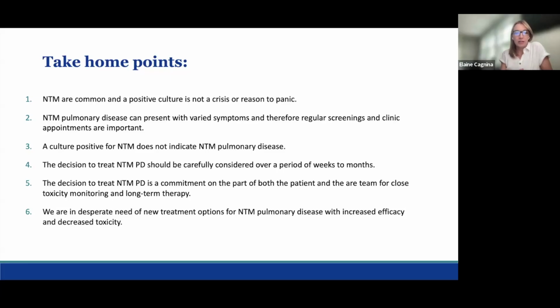A culture positive for NTM does not necessarily indicate NTM pulmonary disease. And the decision to treat NTM pulmonary disease should be carefully considered over a period of weeks to months. And the decision to treat NTM pulmonary disease is a commitment on the part of both the patient and the care team for close toxicity monitoring and long-term therapy. And then finally, we are in desperate need of new treatment options for NTM pulmonary disease with increased efficacy and decreased toxicity.